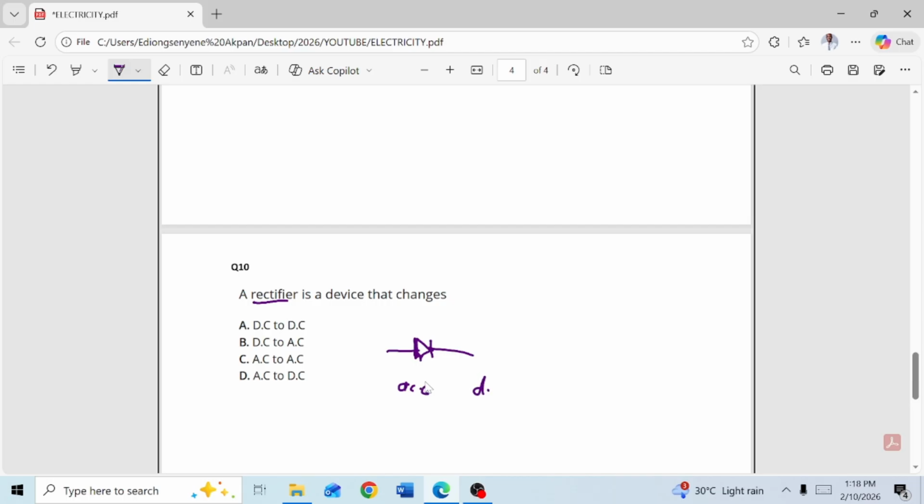to direct current. When we say something is alternating, it means that it moves like this. A diode will not allow the reverse. Because of that, it only allows the upper half, that is half wave rectification. For full wave rectification, whereby we use more than one diode, that will allow something like this. So the answer will be AC to DC.